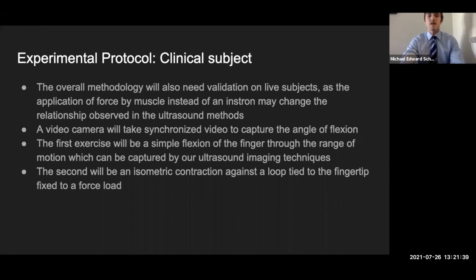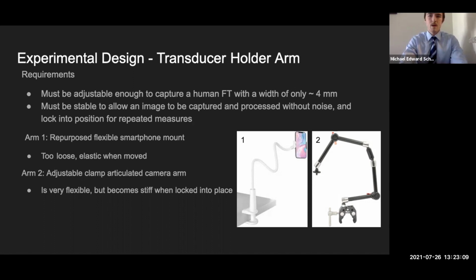This will be tested by using 2 exercises with a video camera recording at the side to measure the angle of flexion. The first will be a simple range of motion with no force load, and the second will be an isometric with a force load attached to the fingertip. To begin the experimental design, we'll start with the transducer holder arm, which obviously will hold the transducer probe in place.